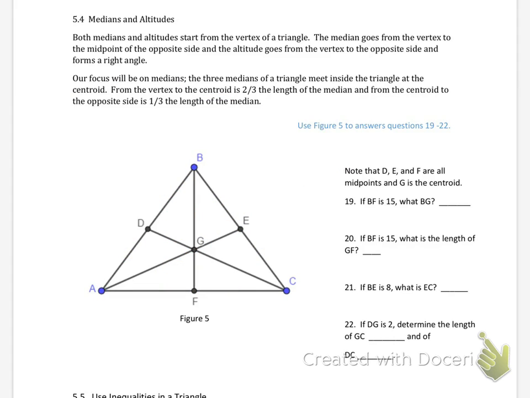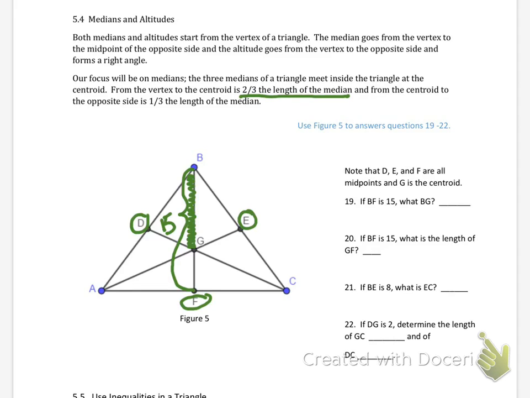Okay, so now let's start looking at our questions. It says, note that D, E, and F are all midpoints, and G is the centroid. So D, E, and F are all midpoints, and they intersect at the centroid, which is G. If BF is 15, so if this entire piece is 15, what is BG? Now I want to know just this little piece right here. That is the longer of the 2 pieces. That is 2/3 of the length of the median.